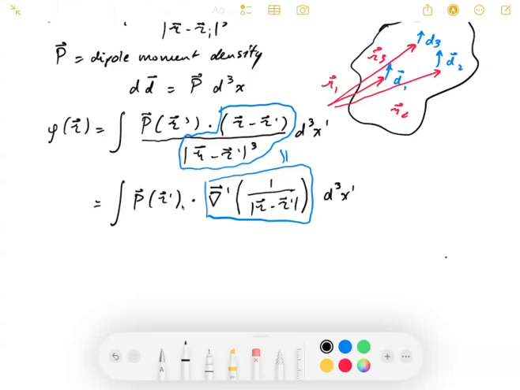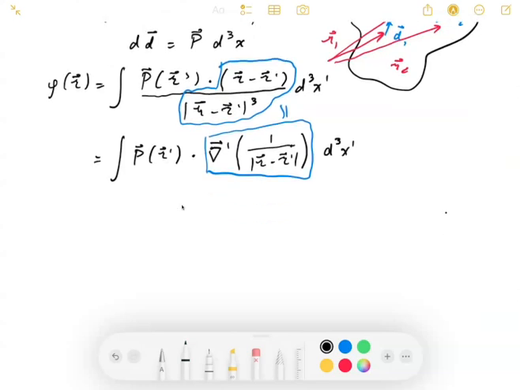Okay, now we're going to integrate by parts. So this is integration by parts. That means that we pull out, and I'm going to write explicitly a volume here, we're going to pull out that gradient in front of the whole thing.